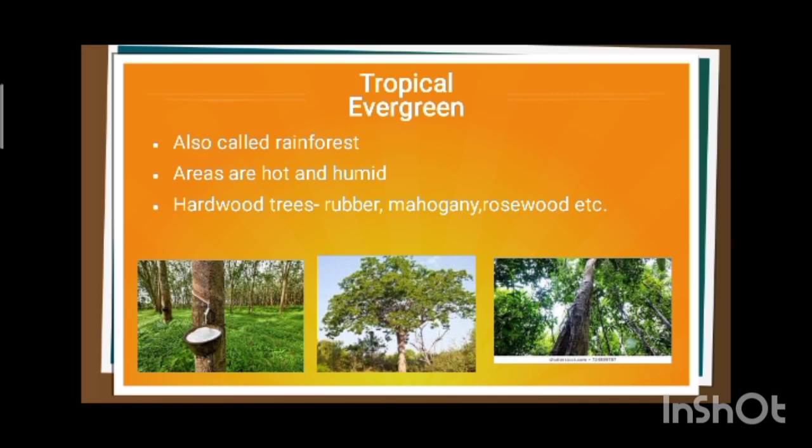These areas are hot and receive abundant rainfall throughout the year. The ground remains waterlogged because sunlight cannot reach the ground due to the 3-layered vegetation. The trees are tall with hardwood and broad leaves, and they form a thick canopy at the top. The important trees of this area are rubber, mahogany, rosewood, and ebony.